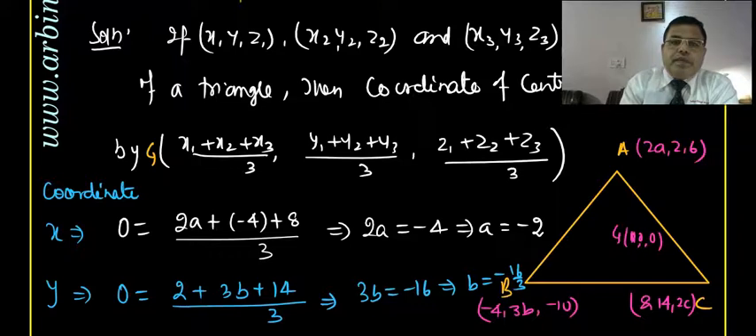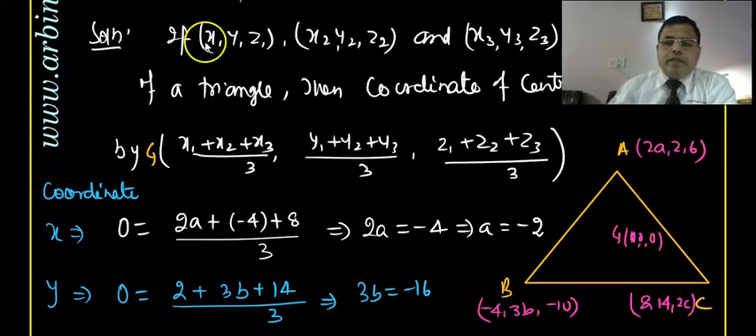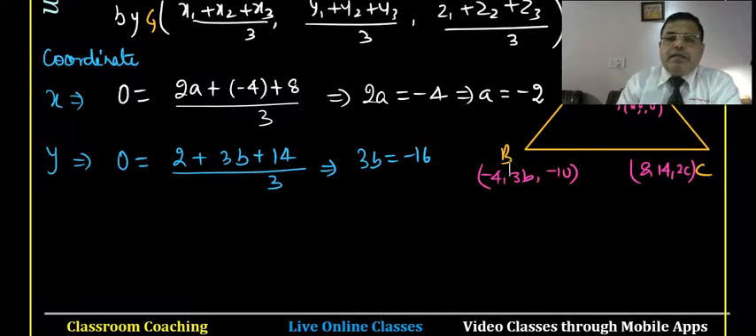Okay, so b is minus 16 by 3. 3b is equal to minus 16, because 3 will come this side, it will be 0. Therefore b is equal to minus 16 by 3.